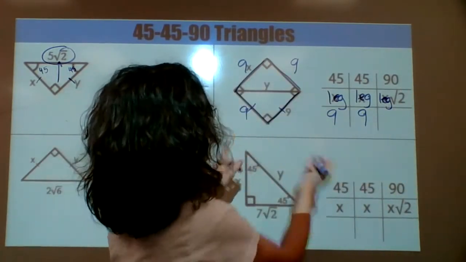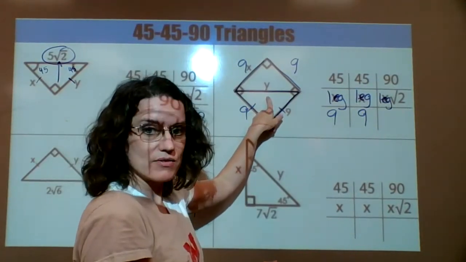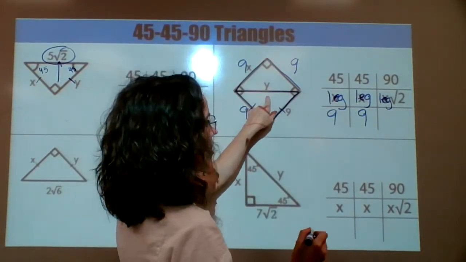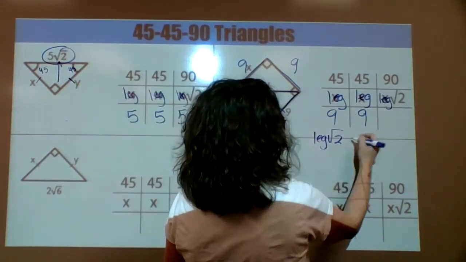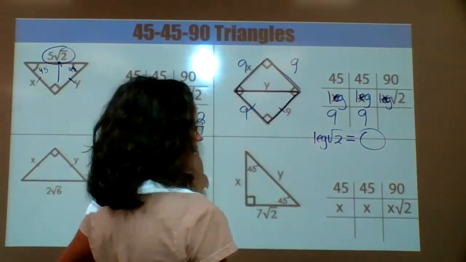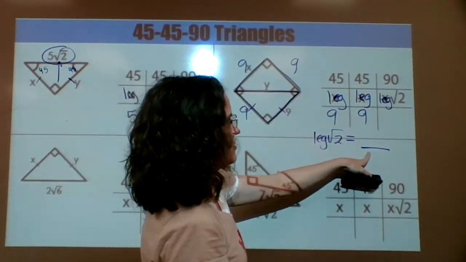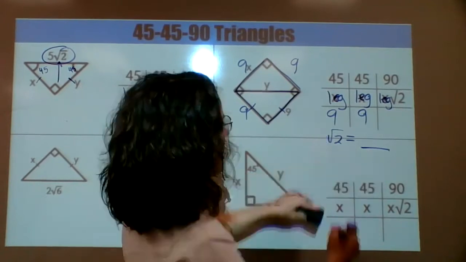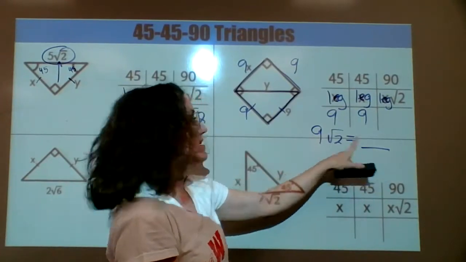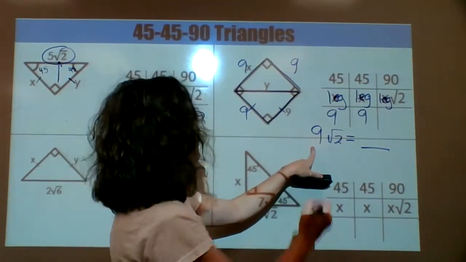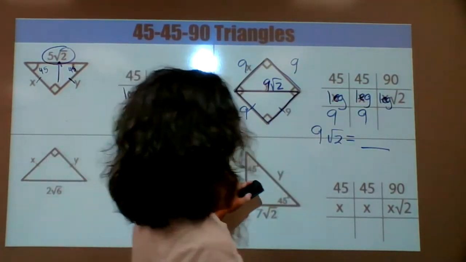So how would I find out how long y is, this diagonal, the hypotenuse of this triangle? Well, I know that my leg times the square root of 2 will give me this mystery. I shouldn't have put a circle there, I should have left a blank there. So my leg times the square root of 2 should give me this. Well, I know that my leg is equal to 9. So my mystery side is 9 square roots of 2. And I can fill it in there.